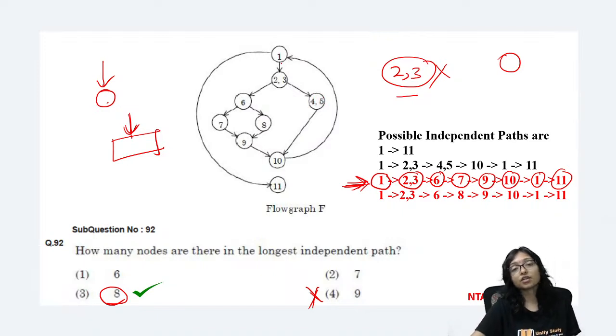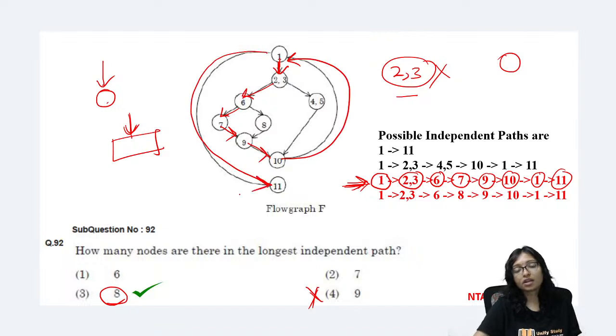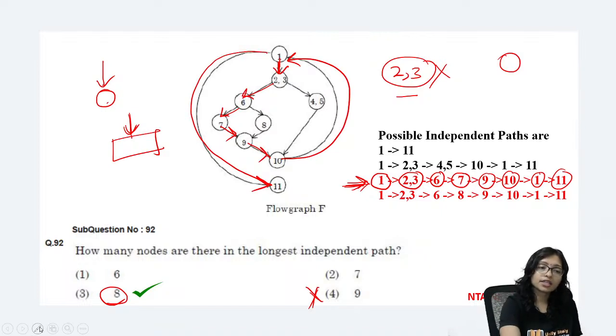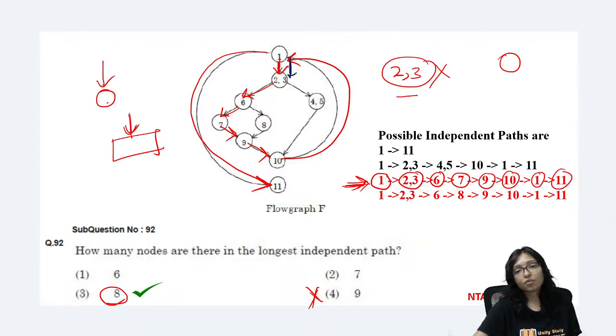Longest path means starting to ending: 1, 2, 3, then 6, then 7, then 9, then 10, then 1, then again 11. That is one longest path. Another longest path is 1, then 2, 3, then 6, then 8, then 9, then 10, then again 1, then again 11.